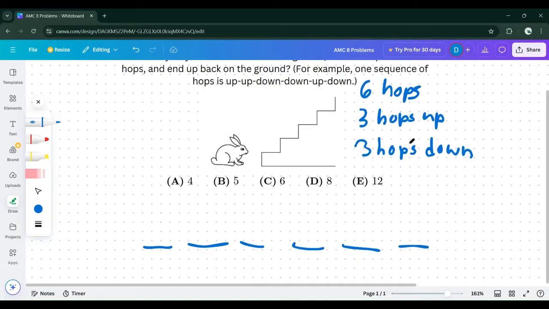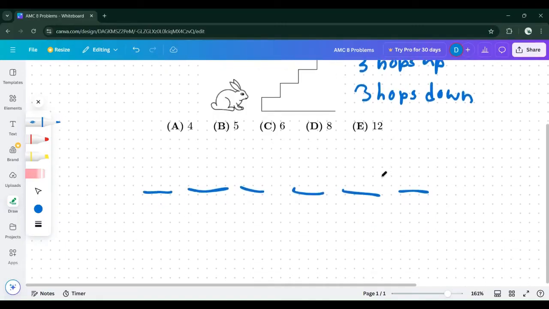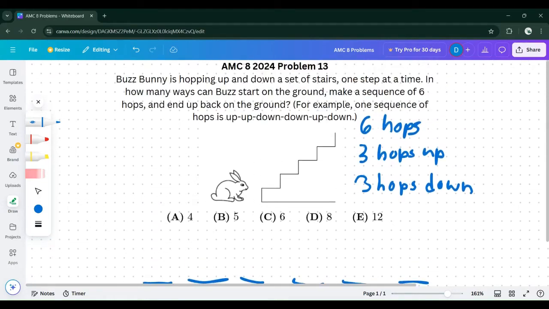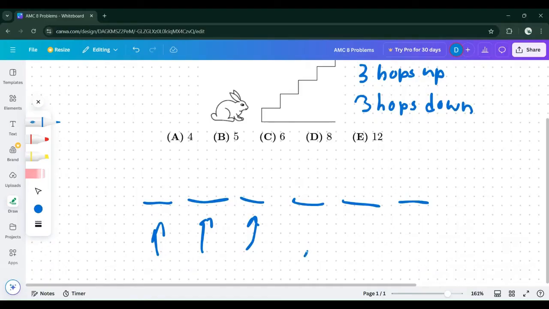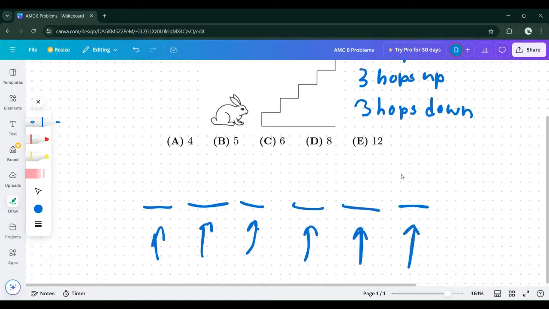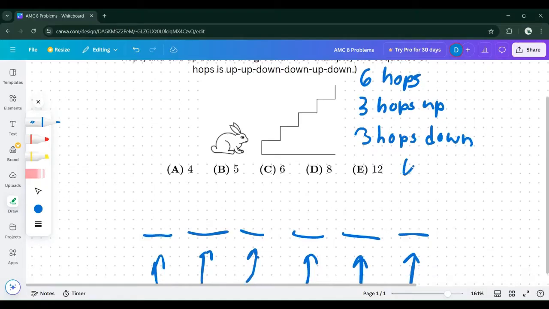So we have 3 hops up and 3 hops down, and this is our sequence chart. This is the first step or the first move. This is the second move. This is the third move. This is the fourth hop. This is the fifth hop, and this is the sixth hop. So we can imagine putting U's for hops up and D's for hops down.